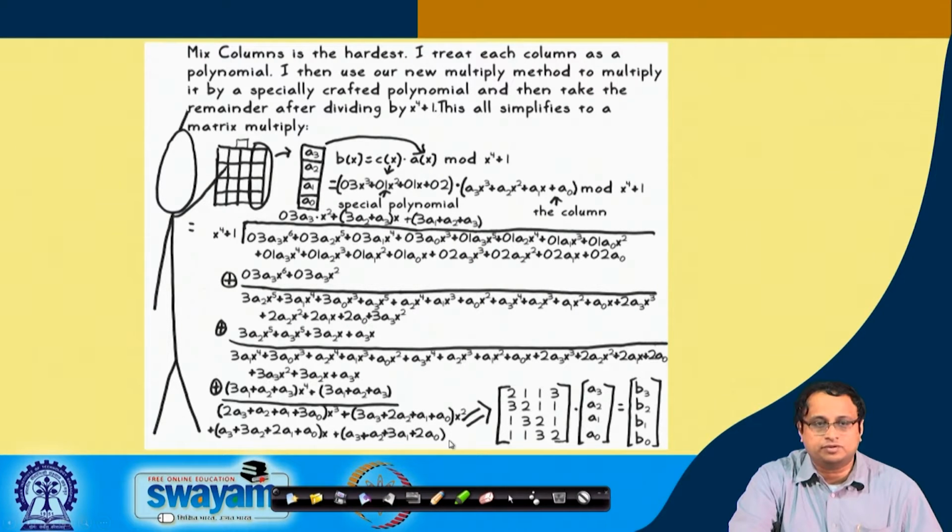where the coefficients are as shown here: 2a3 plus a2 plus a1 plus 3a0. For x squared it will be 3a3 plus 2a2 plus a1 plus a0. Likewise for x it will be a3 plus 3a2 plus 2a1 plus a0. Note that these operations like 2a3, 3a0 are done in GF(2^8). They are not integer multiplications.